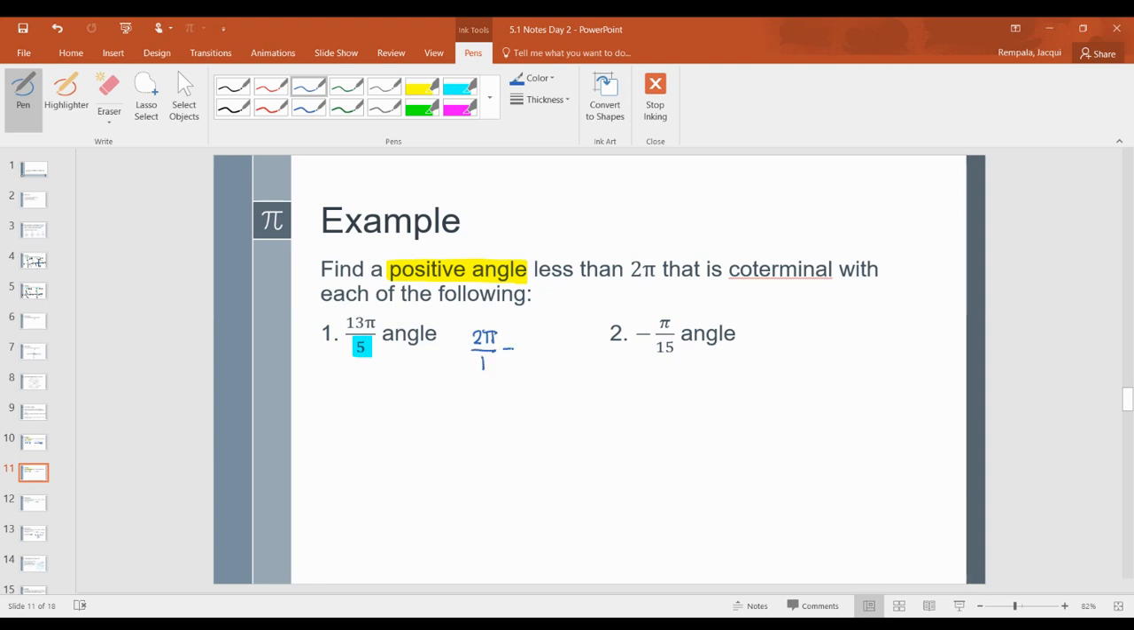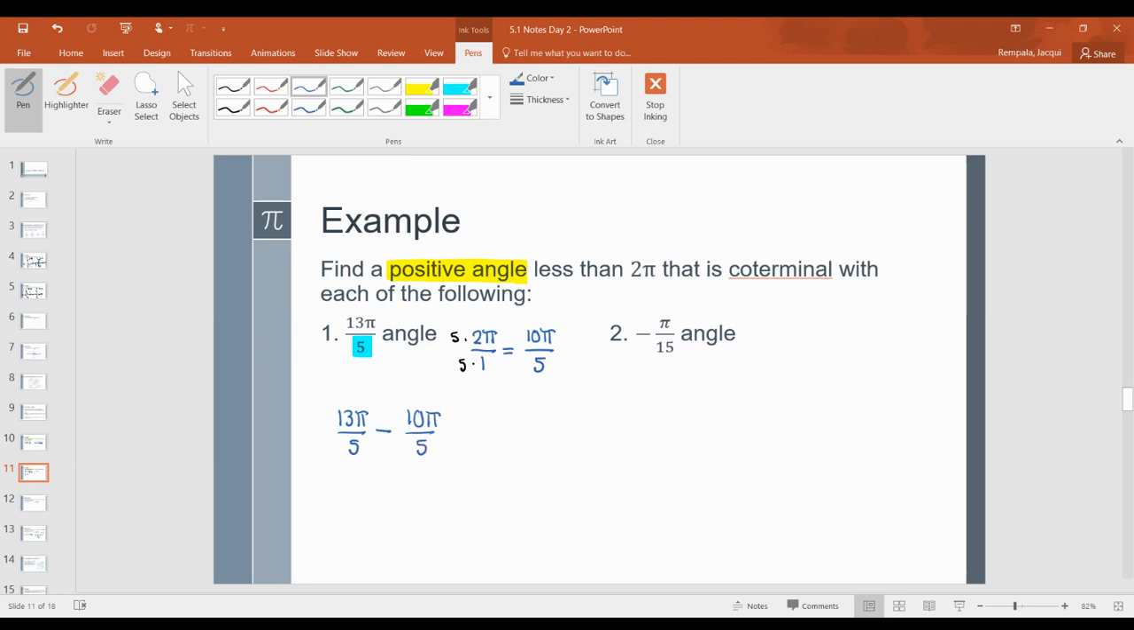So 2 pi, if I want a denominator of 5, that meant that I had to multiply the denominator of 1 by 5 to get 5, which means I have to multiply the numerator by 5 as well. So 2 pi is the same thing as 10 pi over 5. Notice that in 10 pi over 5, the number on the top is smaller than the number that is on the top of the angle that is given to us. That means that 13 pi over 5 is bigger than 1 rotation. So if I need to make it less than 2 pi, I'm going to subtract 10 pi over 5.